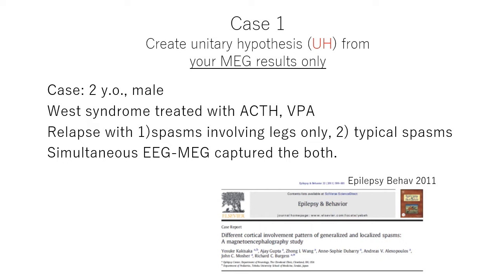A 2-year-old boy was diagnosed with West syndrome and treated with ACTH. Seizures were controlled transiently, but relapsed soon with two types of seizures. One was leg spasms, the other was generalized spasms. He was referred to the MEG lab to receive simultaneous EEG-MEG recording, which captured the two types of seizures.